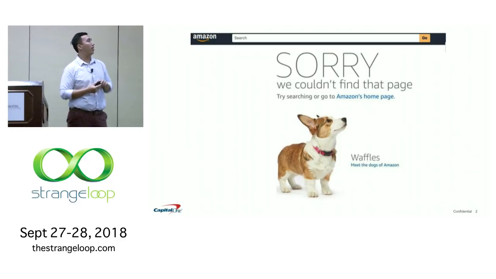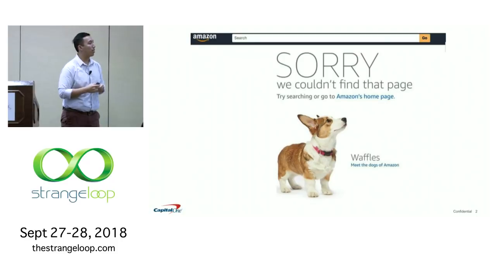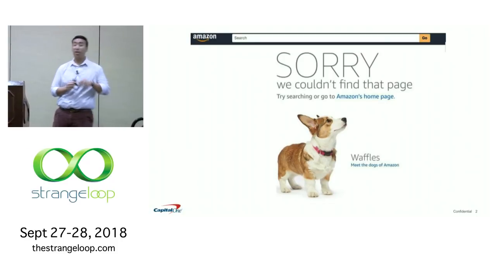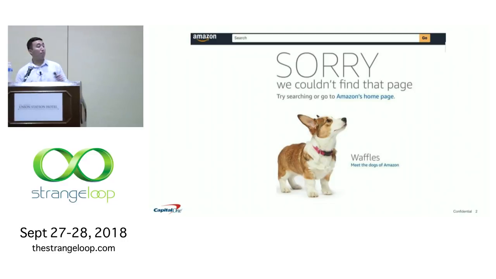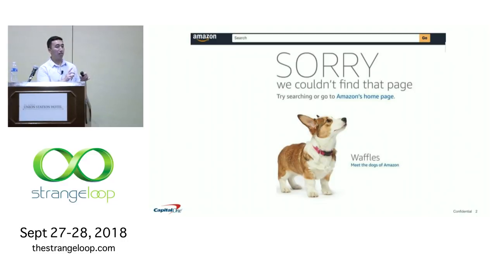So, I don't know if everybody's seen this, but this is Waffles the dog, one of my favorite dogs that shows up whenever Amazon has a 404. I do think Waffles is one of the cutest dogs on there. So I'm picking on Amazon specifically for two reasons. The first reason is because I think Amazon has the cutest 404 page.